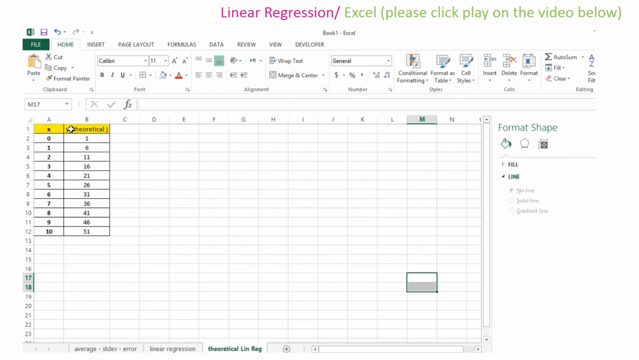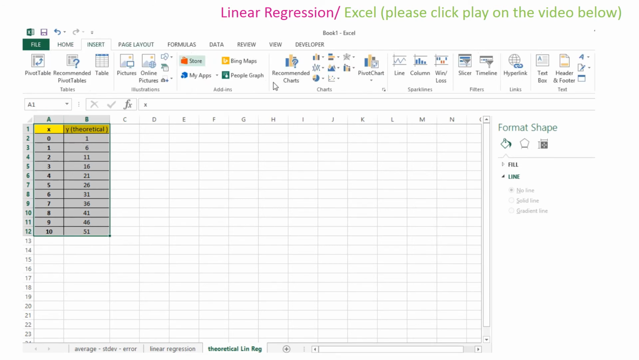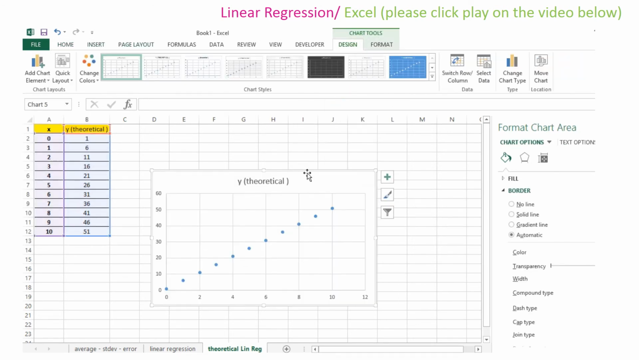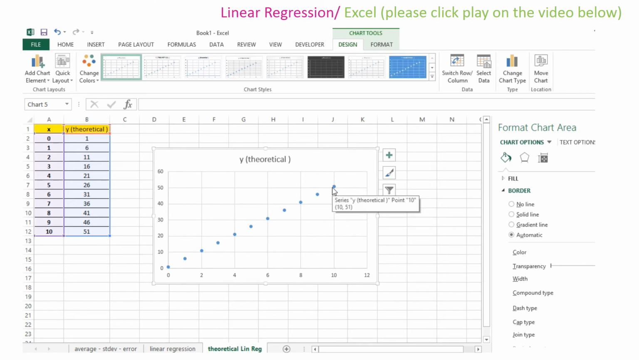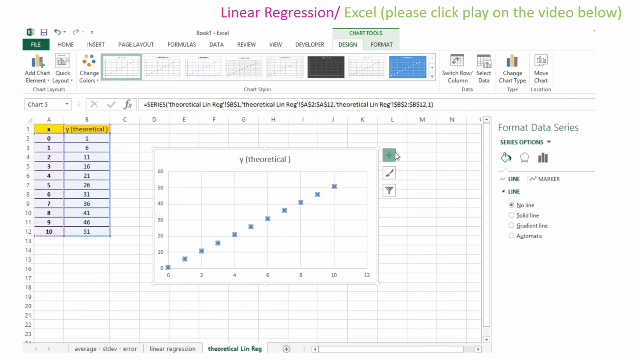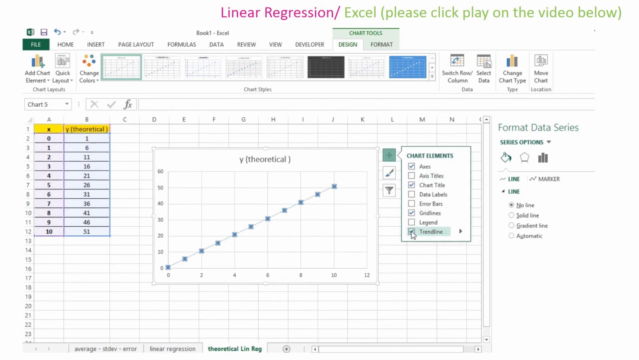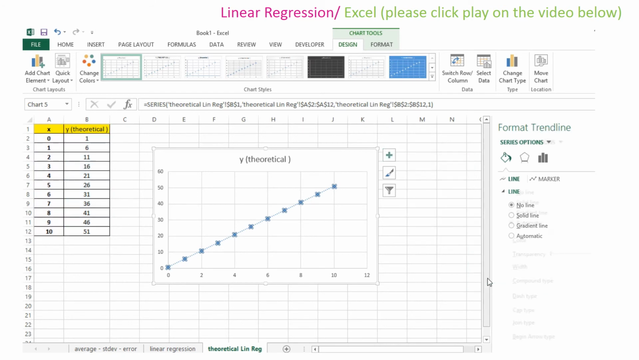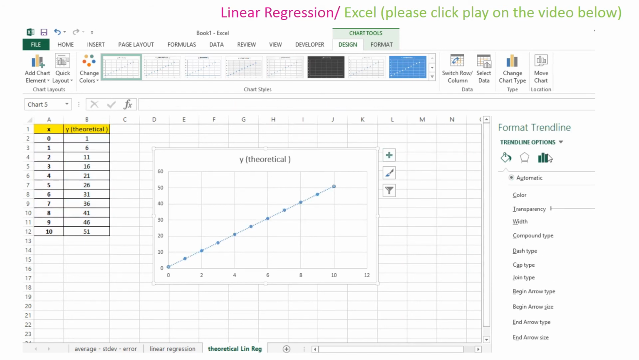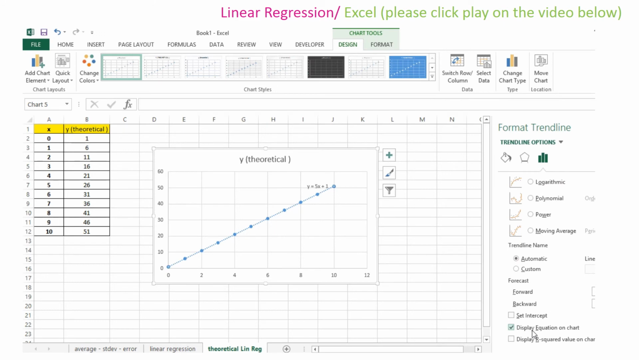Assume you have two variables, y is dependent on x and you need to draw the graph. So you insert a graph and directly you can find the trend line or the linear regression line. So you double click and you add the trend line over here, and for more options you can display the equation on the chart and display the r squared on the chart. So this is easy, and as you can see it's perfectly linear. The equation is 5x plus 1.